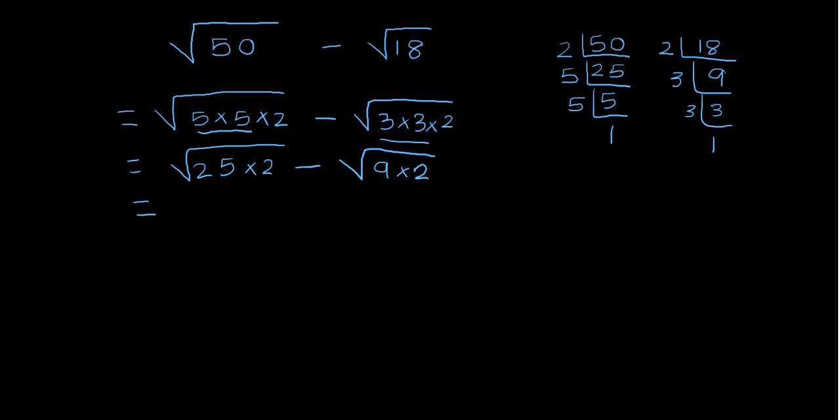So the square root of 25 is going to be 5, and then the root 2 over here will remain under the square root because it doesn't have another 2 to multiply with to get it out of the square root. And the square root of 9 will be 3, which is outside of the square root, and that root 2 will be there. And then 5 root 2 minus 3 root 2 will give you 2 root 2.